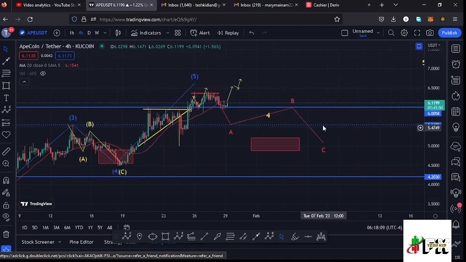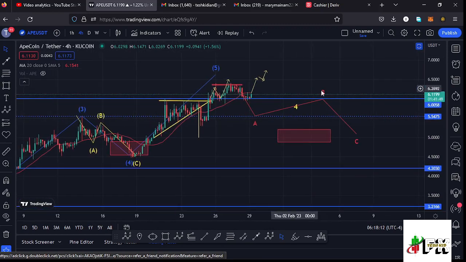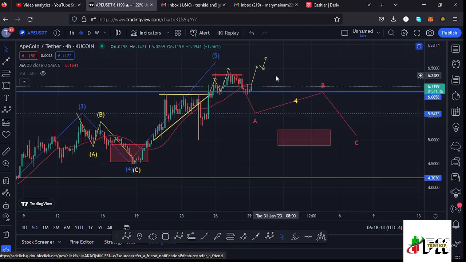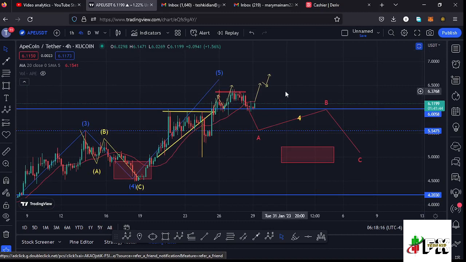A break above the 20-day MA could trigger a bit of a bounce to the upside to get us back to the next key area of resistance at around the $6.35 mark. But in case we see a rejection of the 20-day MA, which is acting as resistance, we can continue unlocking lower prices and get back to the $6 mark, which is a key area of support.